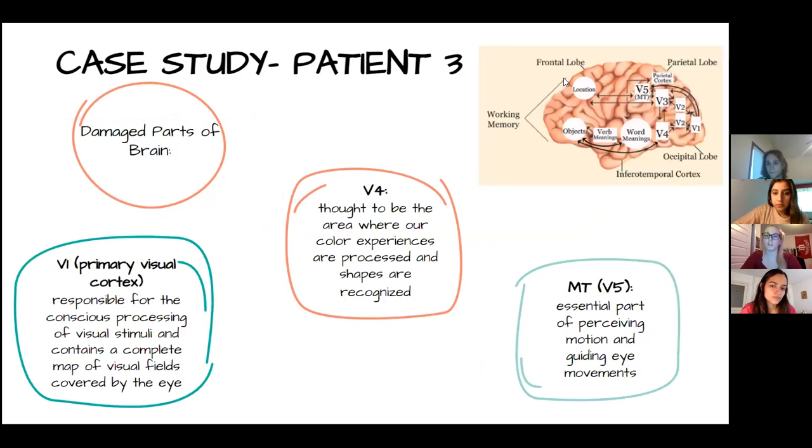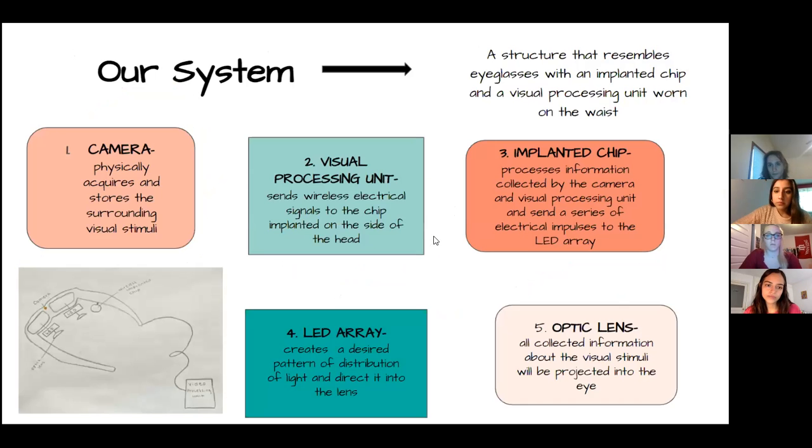All right, so for patient 3, they have damage to their V1, which is the primary visual cortex, their V4, and their MT. The V1 is what's responsible for the conscious processing of visual stimuli, and it contains a complete map of the visual field covered by the eye. The V4 is thought to be where our color experiences are processed and shapes are recognized, and the MT is an essential part of perceiving motion and guiding eye movements in the brain.